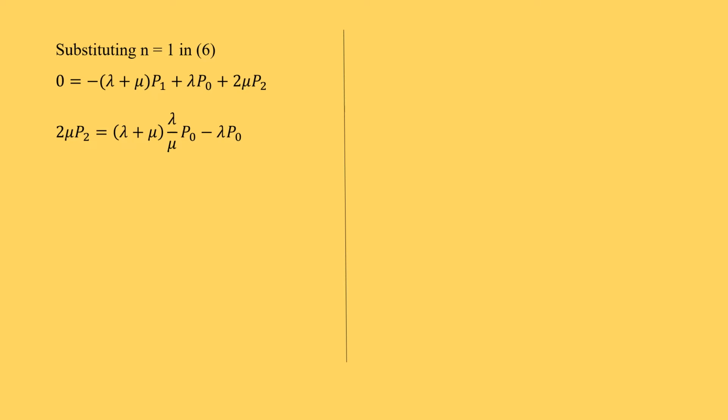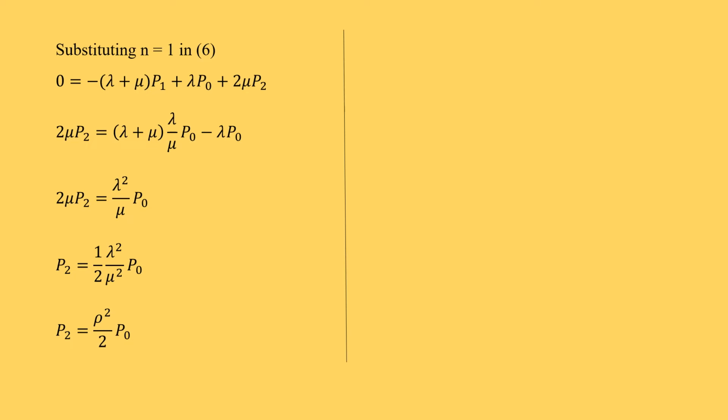If I open the bracket, in the first expression of the right hand side, you will find that the second term of the bracket cancels with the second expression on the right hand side of my equation, and hence I will be left with 2 mu P2 is equal to lambda square upon mu P naught. If I take 2 mu to the right hand side, it goes to the denominator, and hence this can be simplified to P2 is equal to rho square upon 2 P naught.